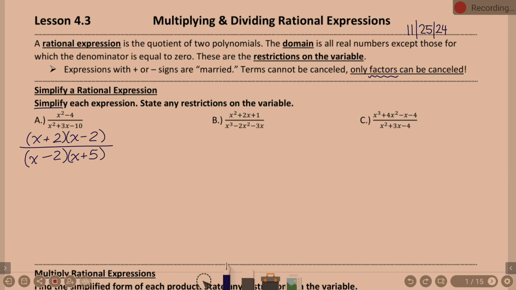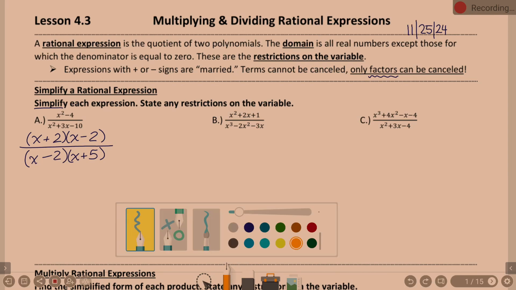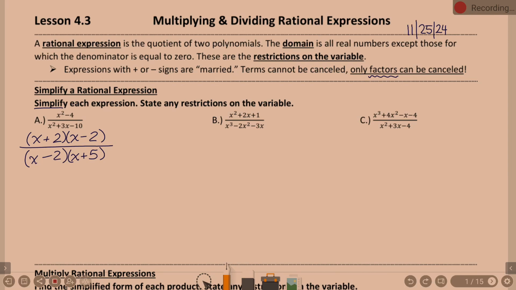Negative 2, positive 5, because 5 plus negative 2 is 3, yes? Or negative 2 plus 5 is 3. Okay, guys, what did that accomplish for us? What do you see? The x minus 2 and x minus 2. Okay, these are factors, folks. You can cancel a factor. These are factors because they're multiplied. So you can cancel an x minus 2 on top with an x minus 2 on bottom. Okay, your canceling there is done.